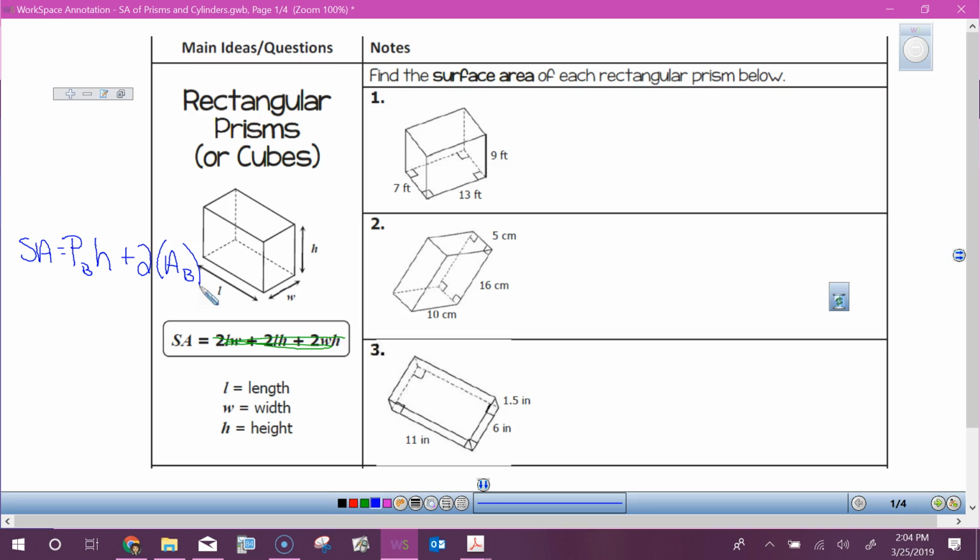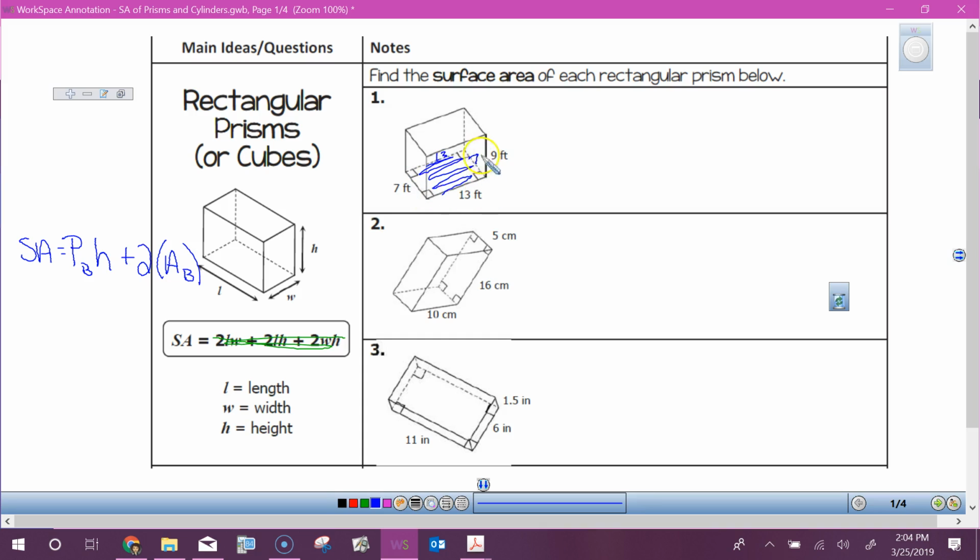Which one would you like to use as a base? Which side? Remember, we talked about with a rectangular prism, we can use top, bottom, front, back, side, side. Let's use the bottom. So if I'm using the bottom, what is the perimeter of the bottom? How do I find perimeter? Add up all the sides. So if this is 7, what's this? 7. If this is 13, what's this? 13.